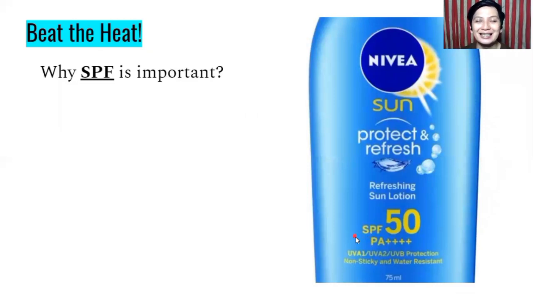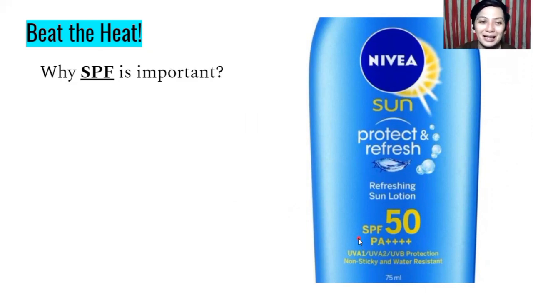So let's beat the heat. Let's apply what we have learned. Why SPF is important? So maybe you are using lotion, sunscreen. So some of the beauty products or the skin products that we are using is with SPF. Usually we get SPF 10, SPF 30, SPF 50, SPF 100. Okay? So ganun yung makita natin. So why SPF is important? And what is SPF? Okay?